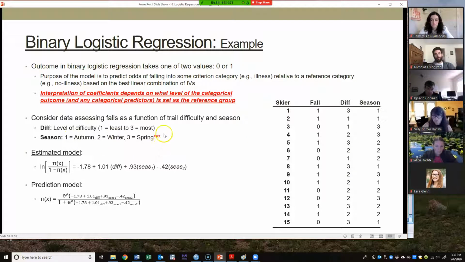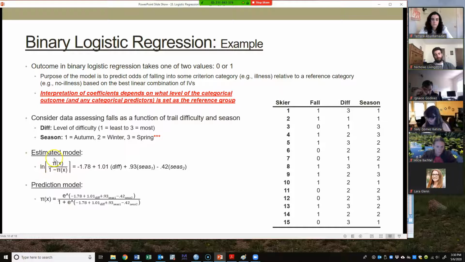Okay, and in this situation, what we've got is an asterisk here. Spring is going to be our reference group. So our estimated model, this is what we're getting in our logistic regression. What we're doing, can I predict with a standard linear model? Can I predict probability directly? Nope, I can't. But what I can do is predict the log odds, right?